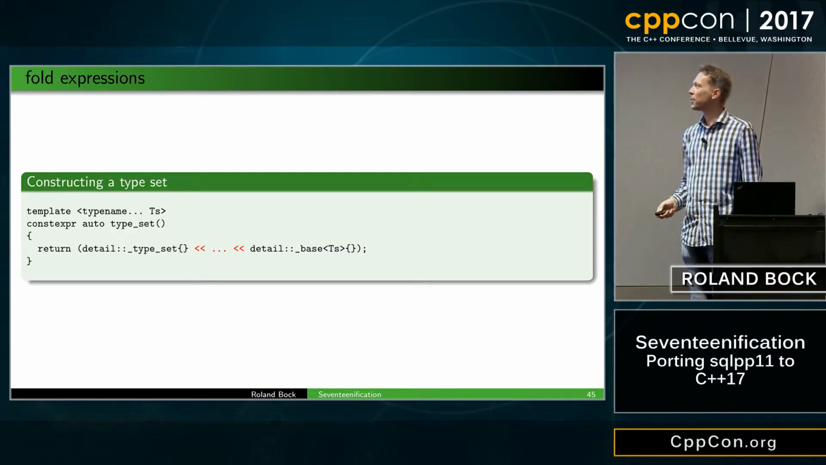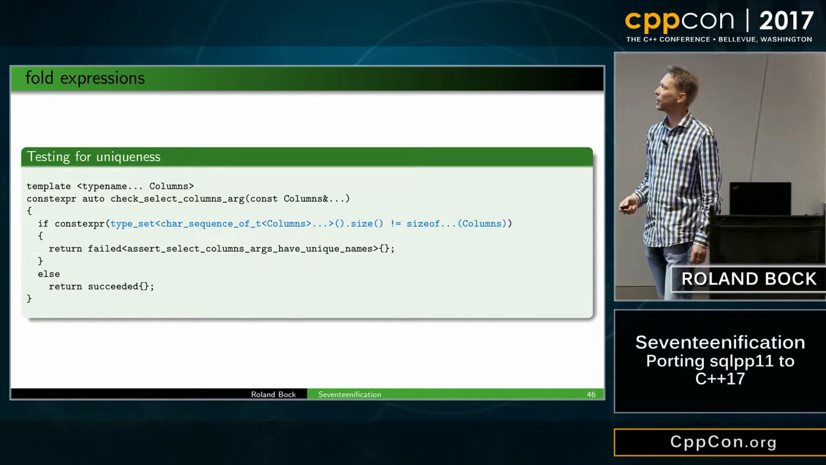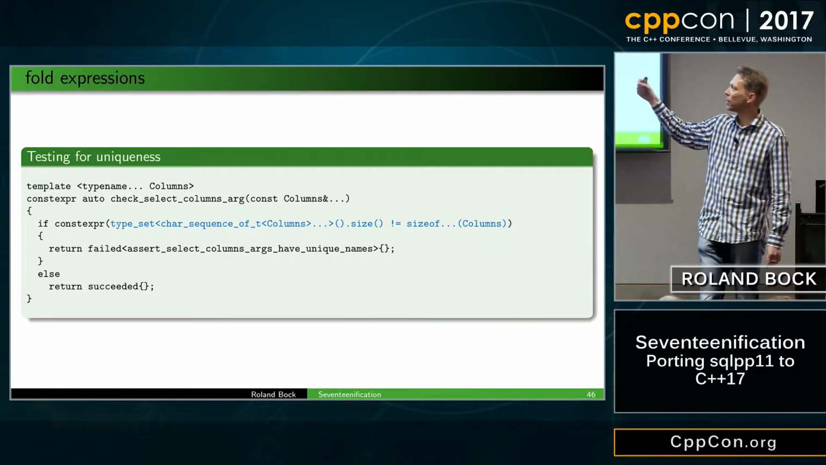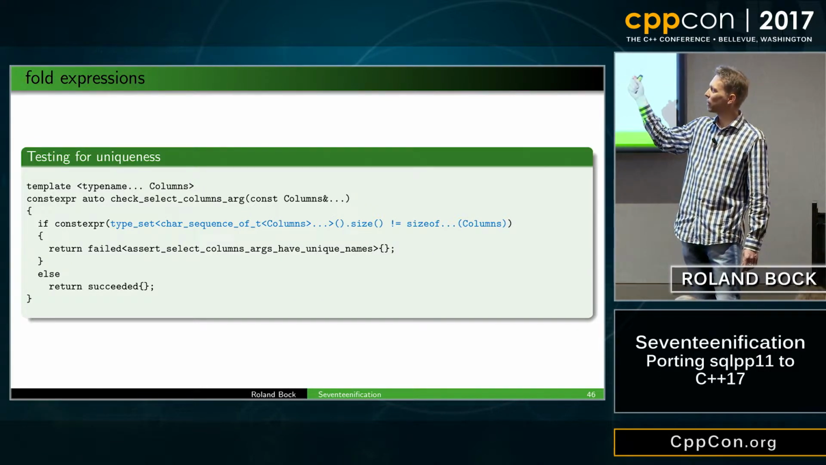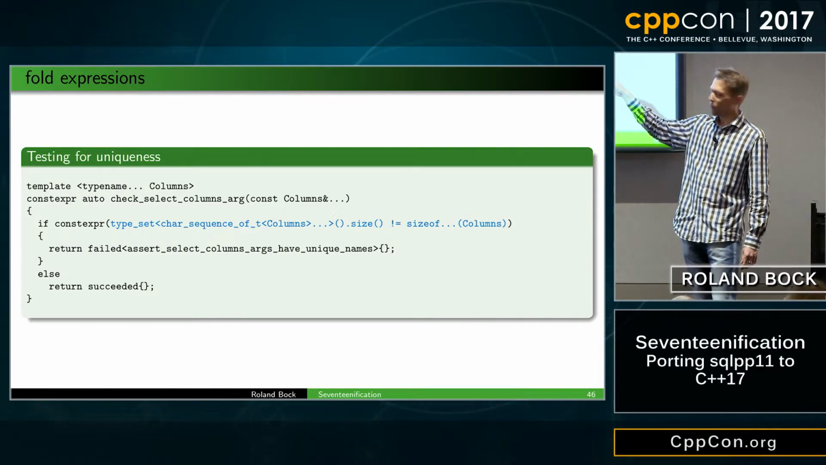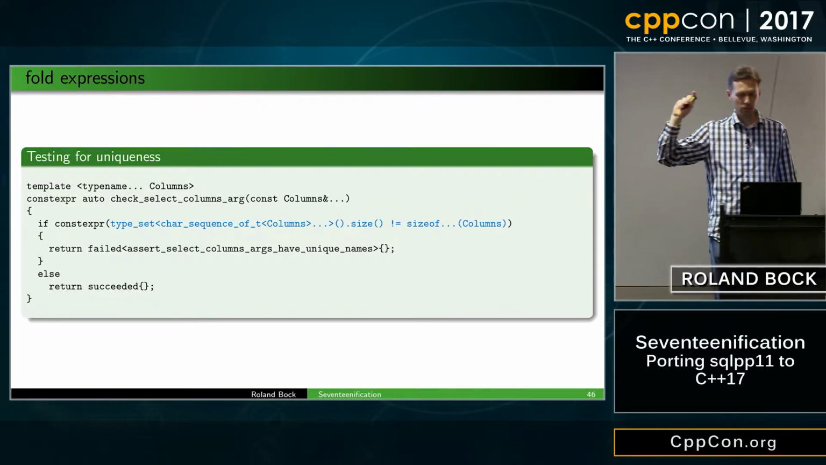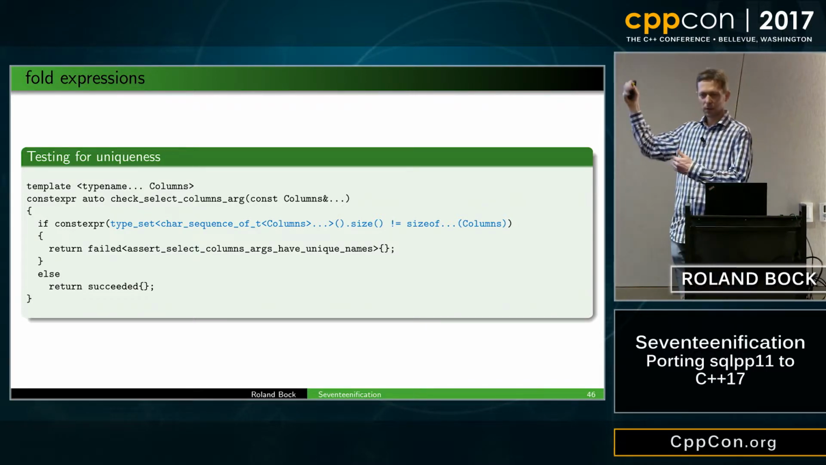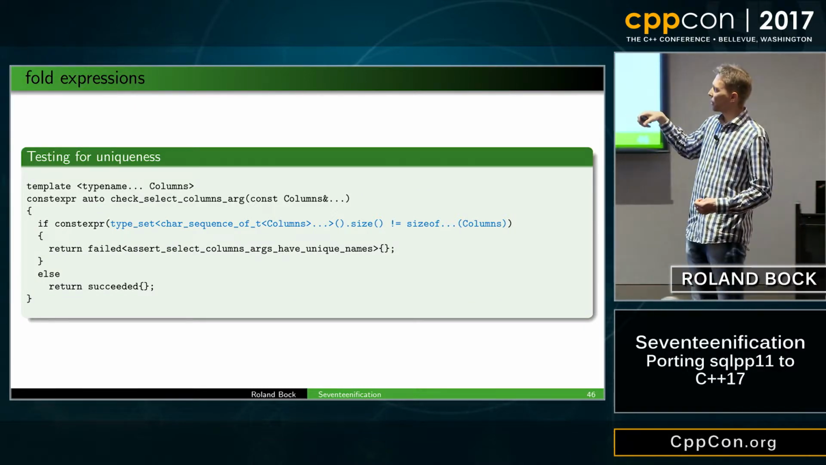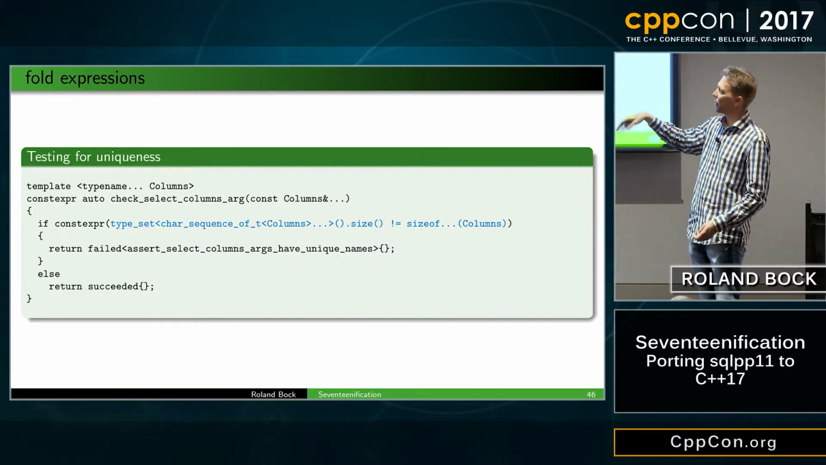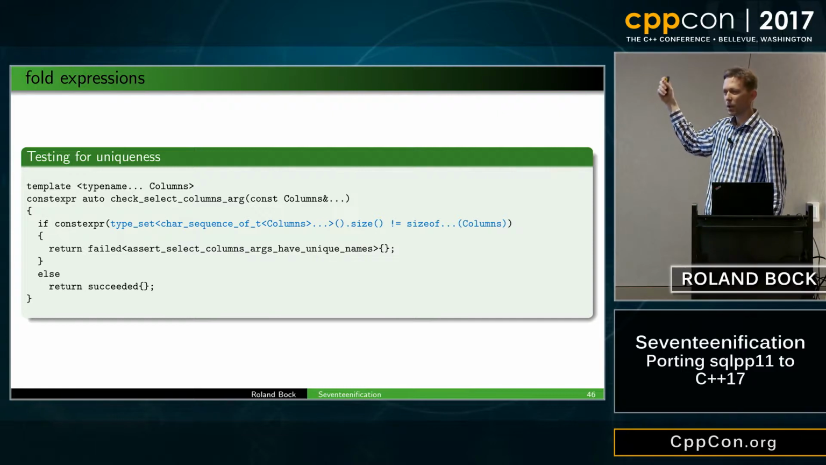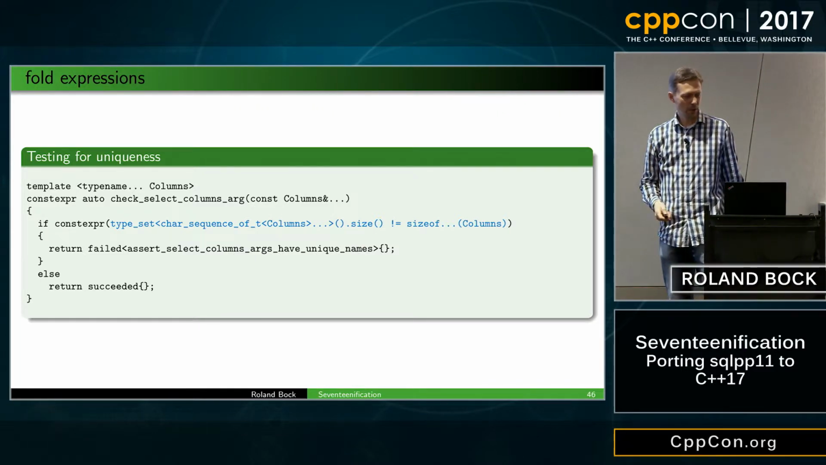And then we can use it like this. That's for the columns. So when you select columns, like we then used in this print example, this will check whether the character sequence types of all these columns, so it's extracting the names from these columns and represents them as types, puts all of these in a typeset, and then compares the size of this typeset with the number of columns. And if that happens to be the same, then everything is unique. So that's the good case.